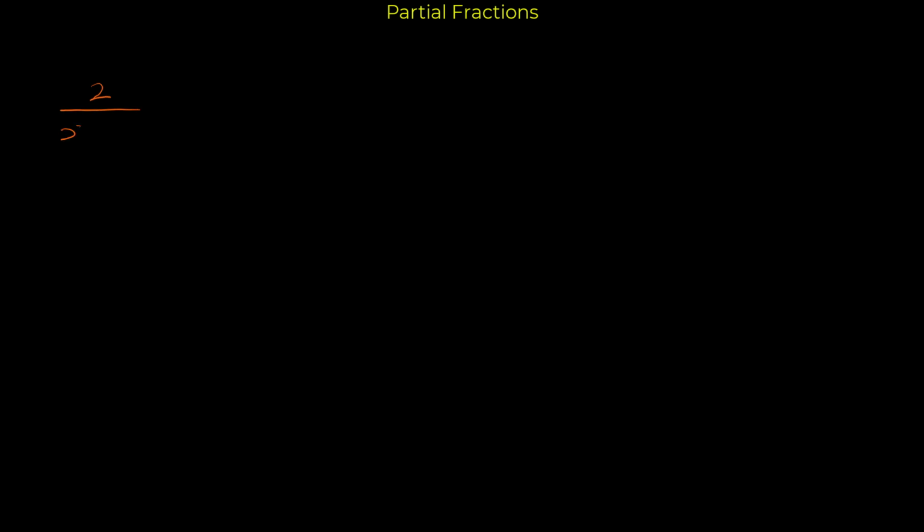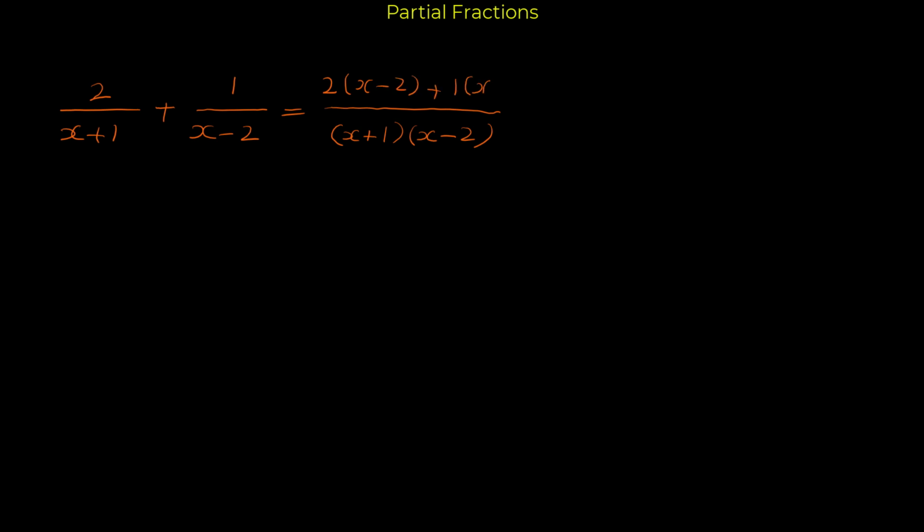suppose we want to add these two fractions to each other, 2 over x plus 1 plus 1 over x minus 2. To add two fractions, we do common denominator. The common denominator is x plus 1 times x minus 2. And in the numerator, simply we have 2 times x minus 2 plus 1 times x plus 1.